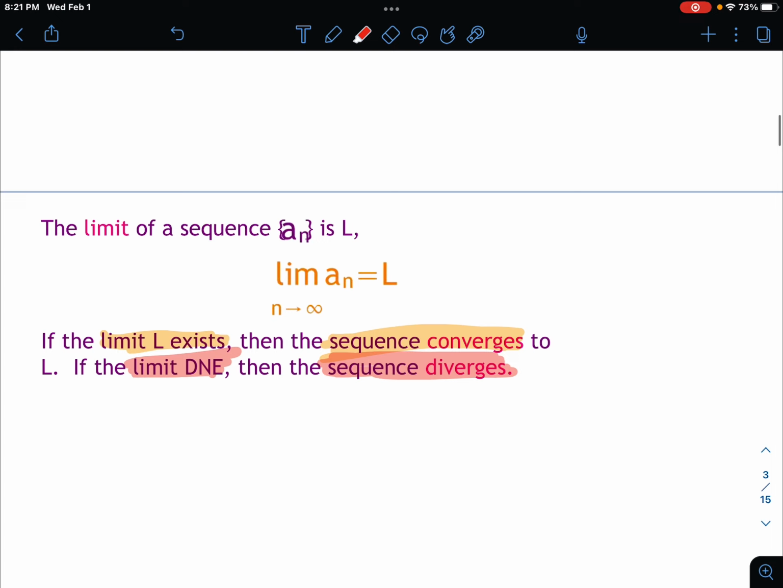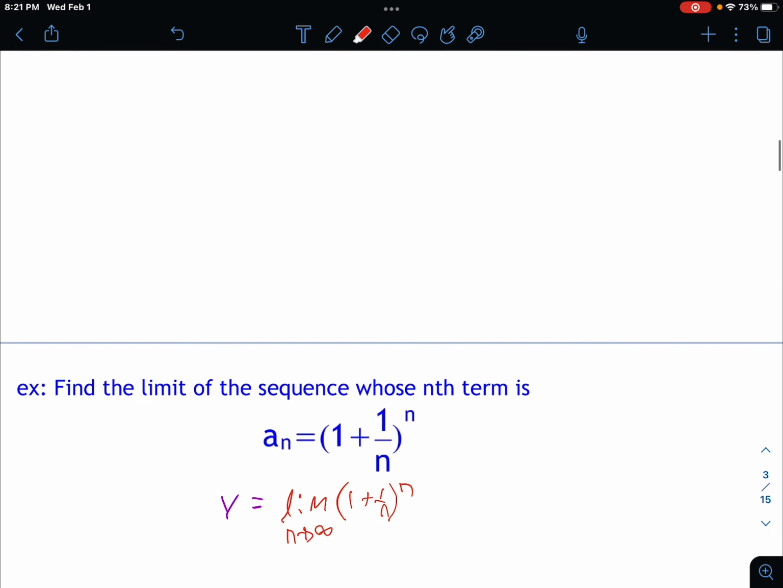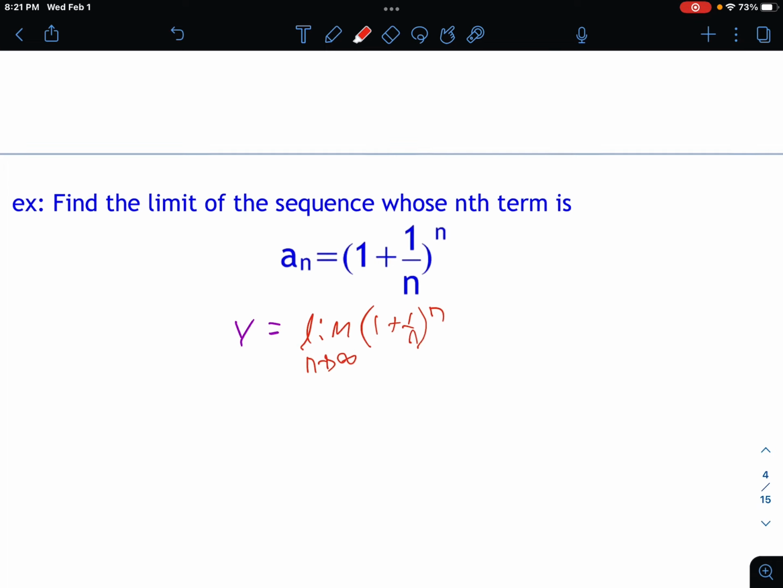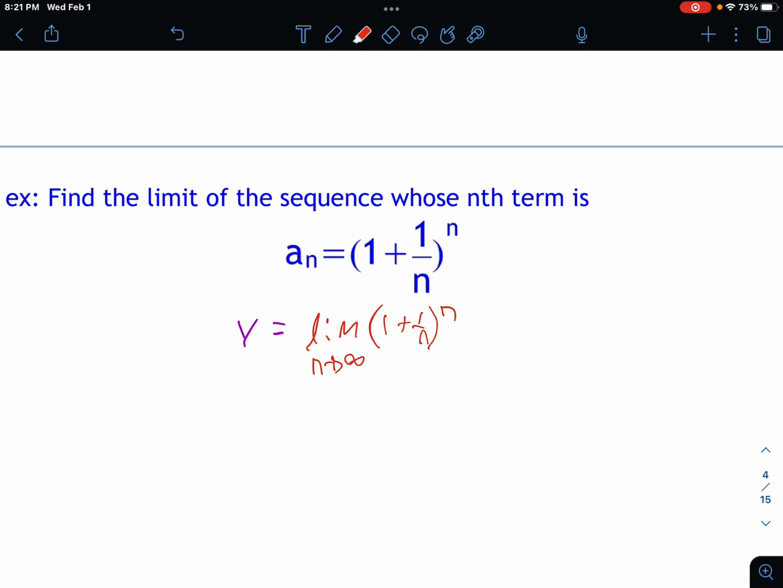Okay, so we're going to go through. This first one is going to be a little bit involved. This is one that we did in class not too long ago, but we're going to go find the limit of the sequence. Okay, this limit's going to take us a little bit of time.